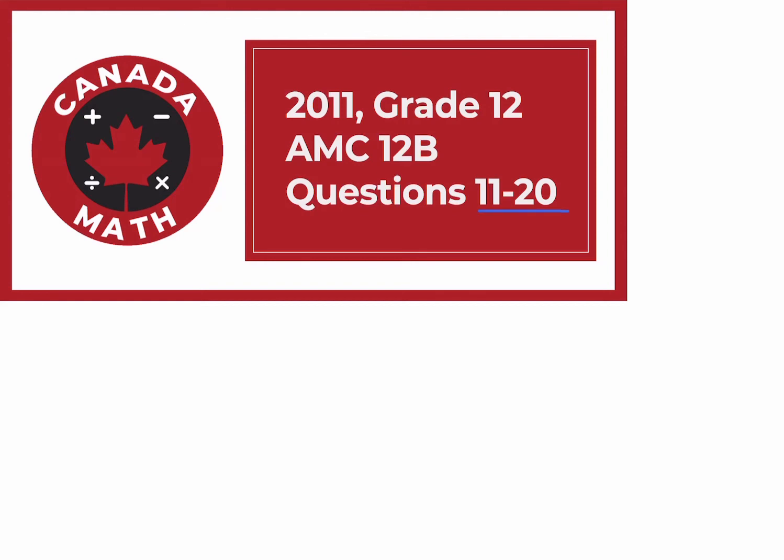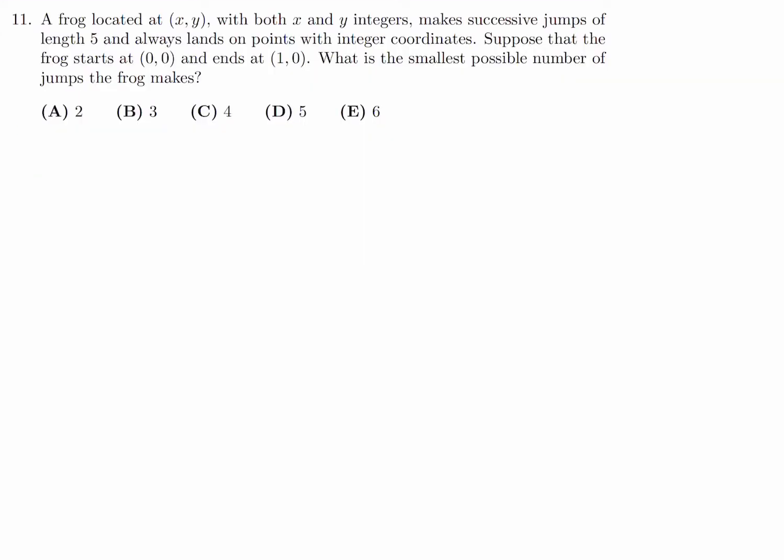Questions 11 through 20 on the 2011 Grade 12 AMC 12B. A frog located at (x, y) with both x and y integers makes successive jumps of length 5 and always lands on points with integer coordinates. Suppose that the frog starts at (0, 0) and ends at (1, 0). What is the smallest number of jumps the frog can make?